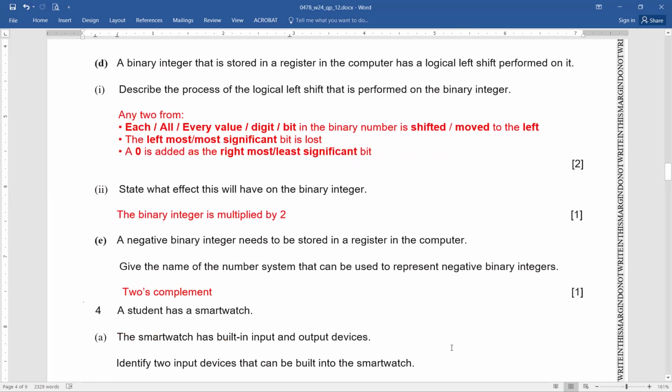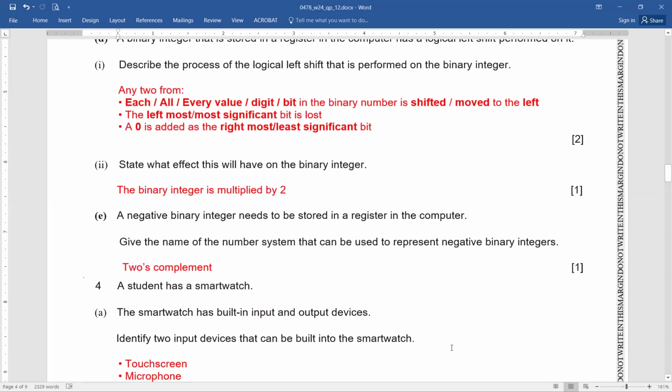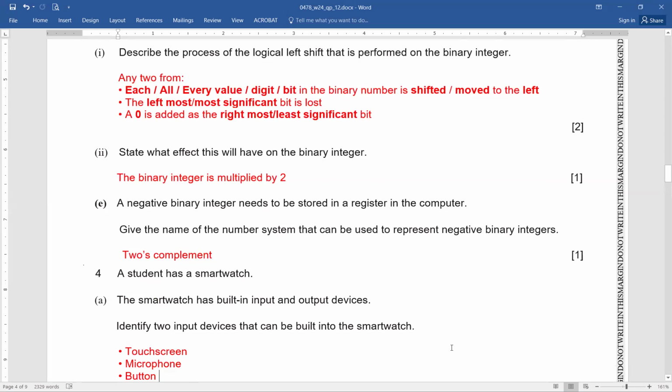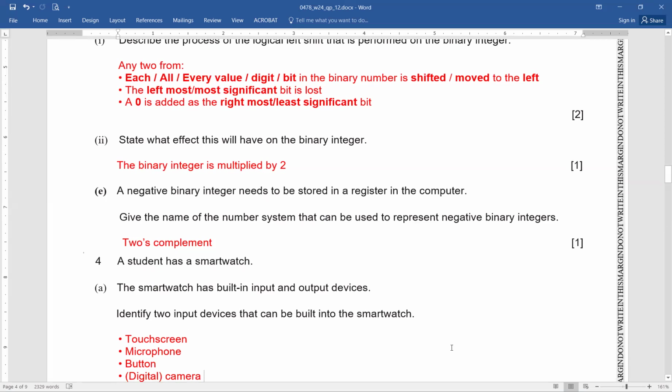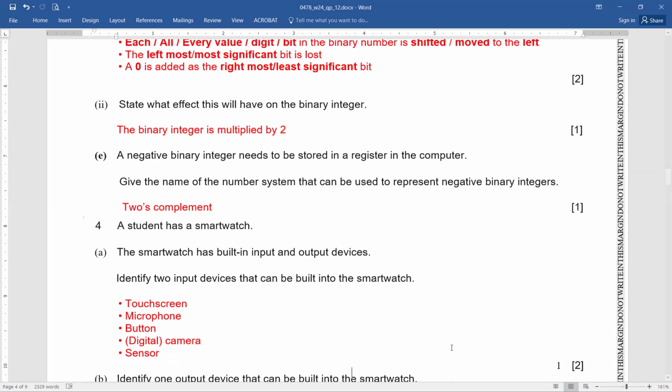Okay, question number 4. A student has a smartwatch. The smartwatch has built-in input and output devices. Identify 2 input devices that can be built into the smartwatch. So which are the input devices that you can see in a smartwatch? Touch screen, correct. Microphone, because it can get verbal instructions, so we can give instructions to it also. Button, digital camera, or some sort of sensors. You are asked to identify 2 input devices, so if a student has identified any 2 of these, he will be scoring 2 out of 2.